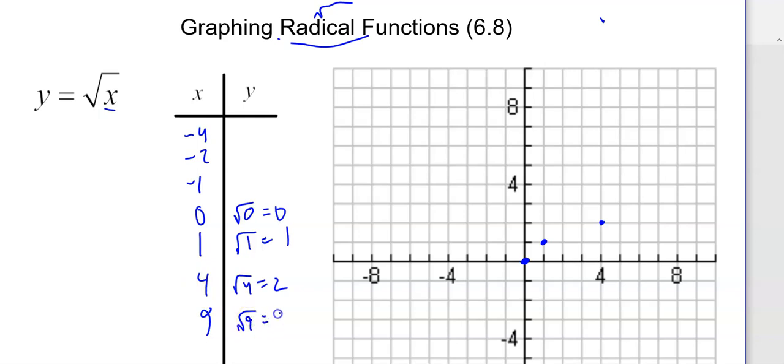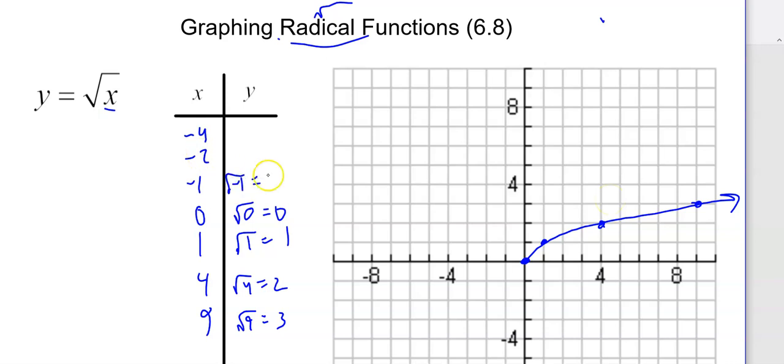So square root of 9 is 3. I didn't want to have to read decimals. So (9, 3). It looks like the right-hand side of this graph is doing this, and it is going through those points. Very nice. Let's plug in square root of -1 here.